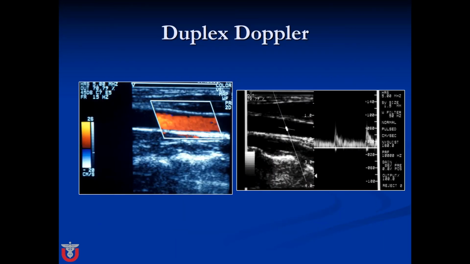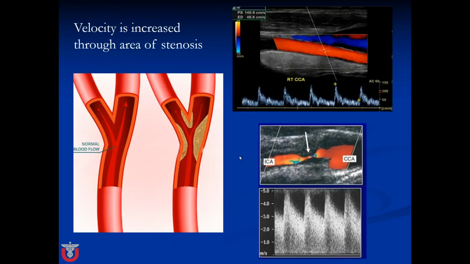Okay, then we have something called Duplex Doppler, where we combine our color and we have our waveform right here. And so we can see both at the same time. And that's what we do in most circumstances. And where we use that a lot is to look for vascular stenoses, like in a carotid stenosis. So here we have normal flow. Here we have normal flow. We can see the whole vessel filling.